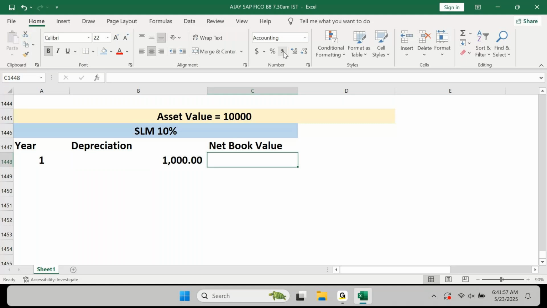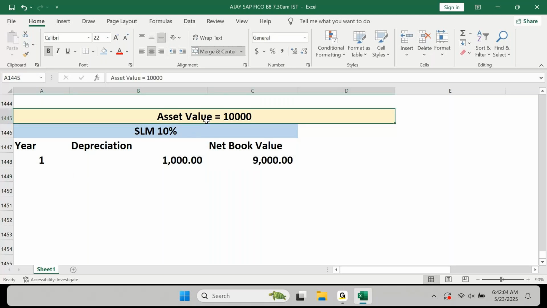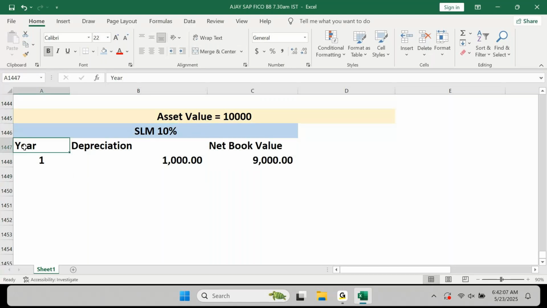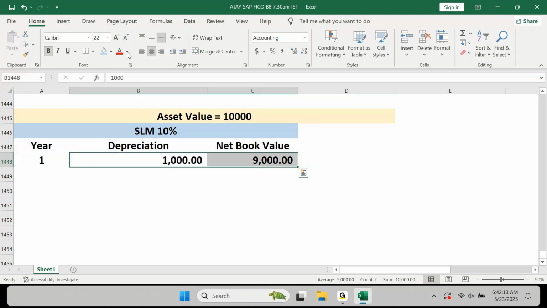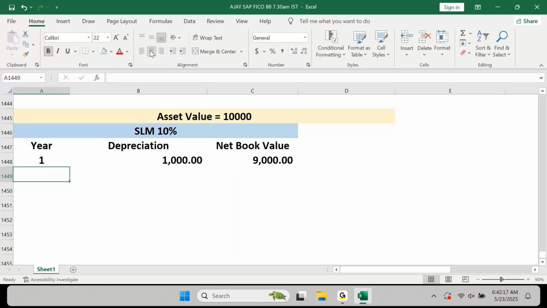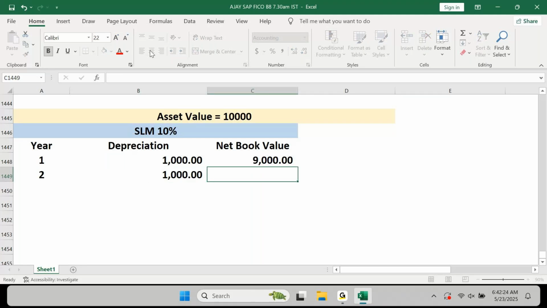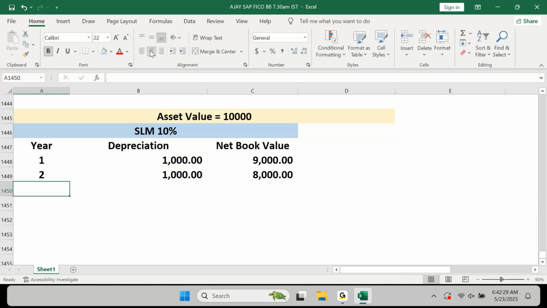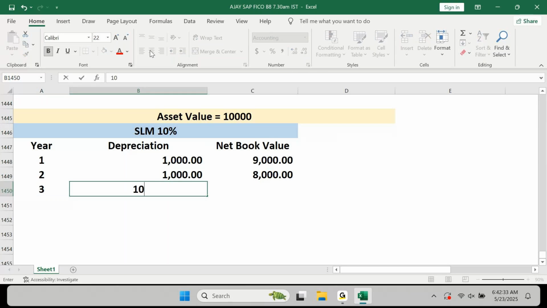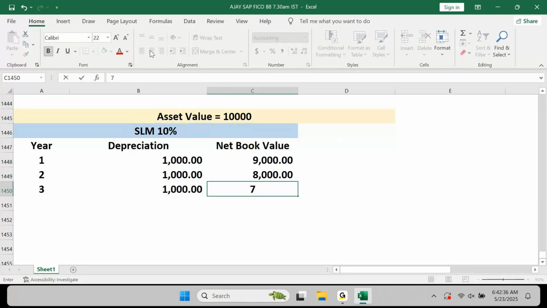9,000, right? Your asset value is 10,000. In the first year, there is a 1,000 depreciation. If you deduct this 1,000 from the first year, it will be 9,000. And in the second year, again you deduct 1,000. It will be 8,000. Third year, 1,000 depreciation, and it will be 7,000, until you arrive at zero here.